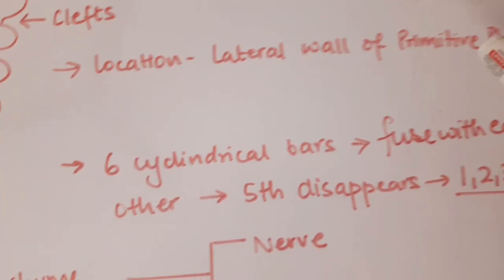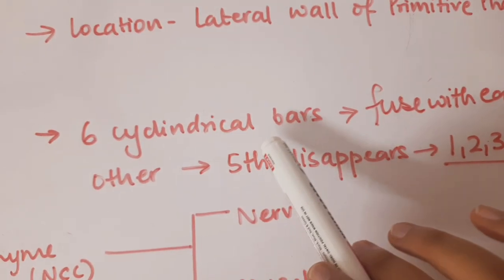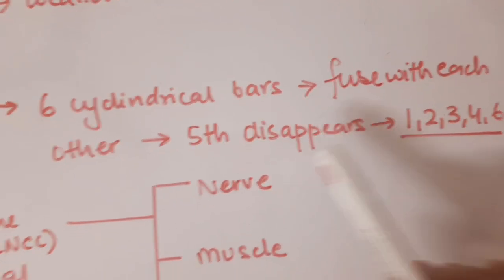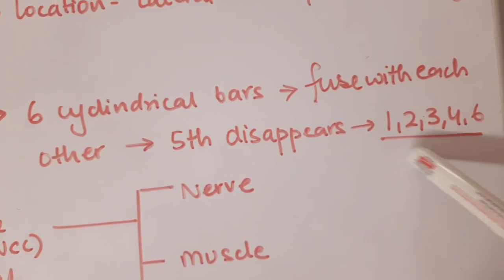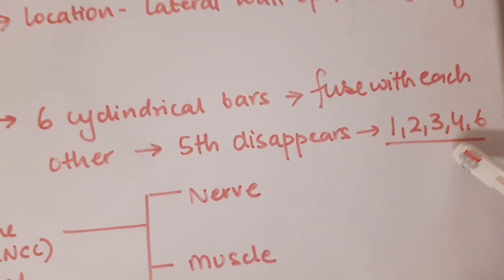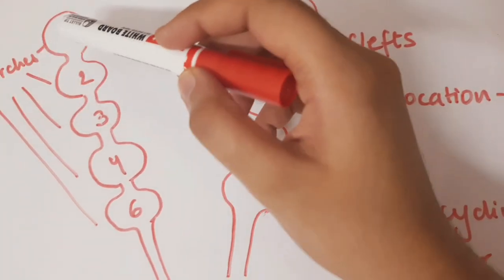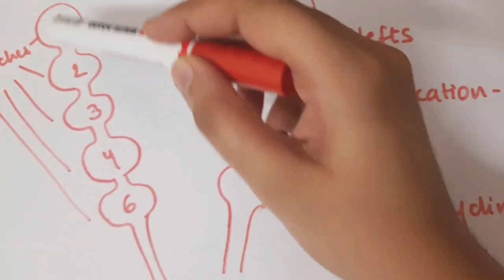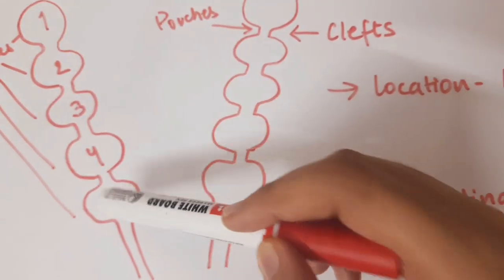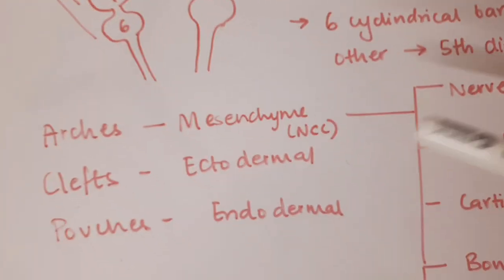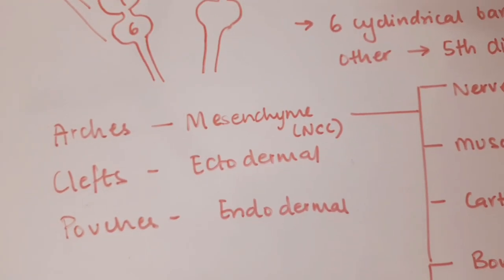Initially they are seen as 6 cylindrical bars. But the fifth one disappears, and so eventually what we are left with are the first, second, third, fourth and sixth pharyngeal arches. So as you can see in this diagram as well, the way we number it, it's 1, 2, 3, 4 and 6. The fifth one disappears.